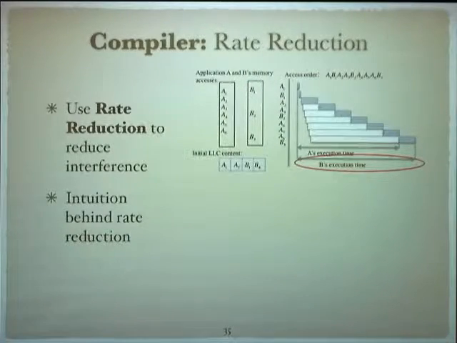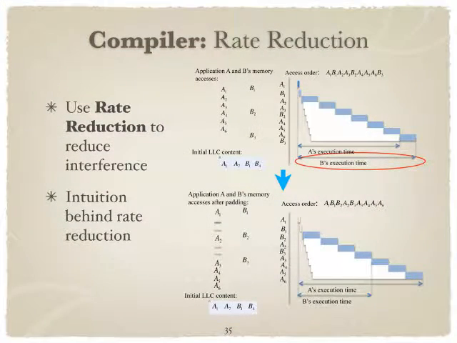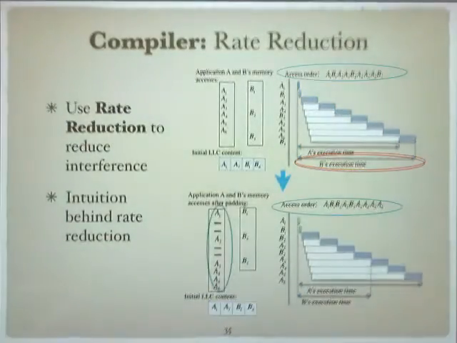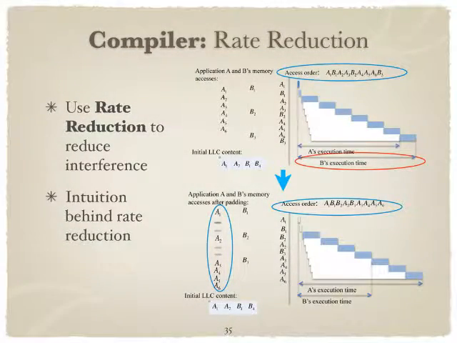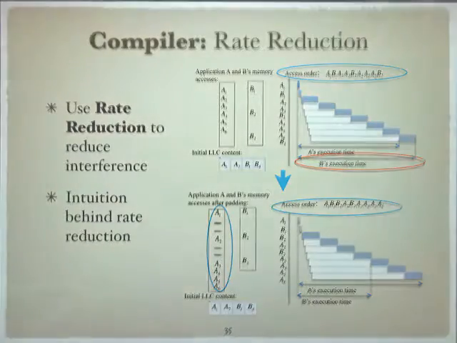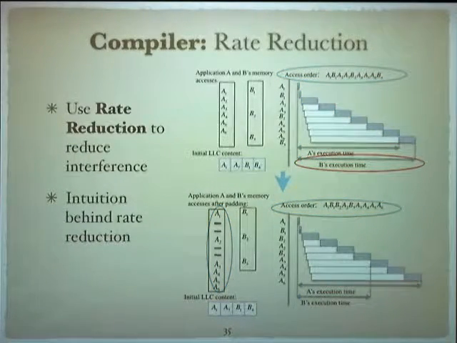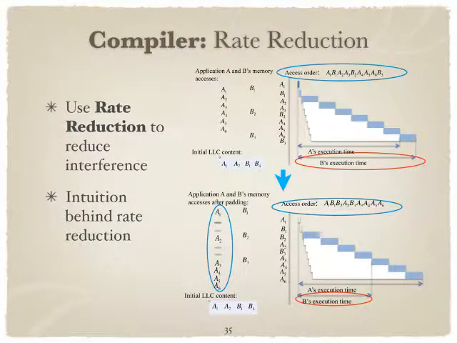So if you have two applications running, application A and B, and let's assume some certain initial last level cache content and access order, you will have some execution time for B, for example. When you slow down A's accesses, what you changed is the access order, so that you prioritize B's memory requests, right? Because A is slowed down, B's memory requests get prioritized. And that will have a big impact on the performance of B. So in this illustrative example, B's execution time is greatly reduced.